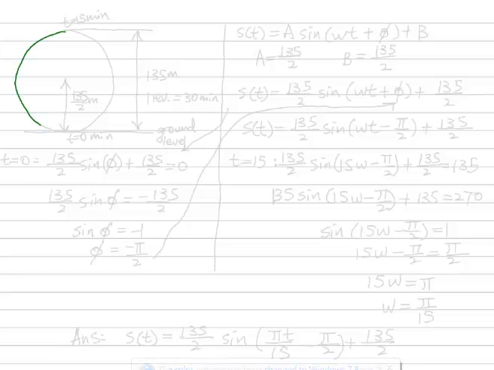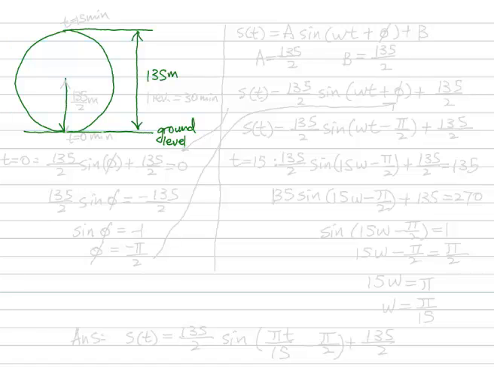I will just start solving this problem by sketching a little graph here. That's the ground level. And the diameter of this London Eye, the Ferris wheel that we are looking at, is 135 meters. That means the radius is half of 135 meters.